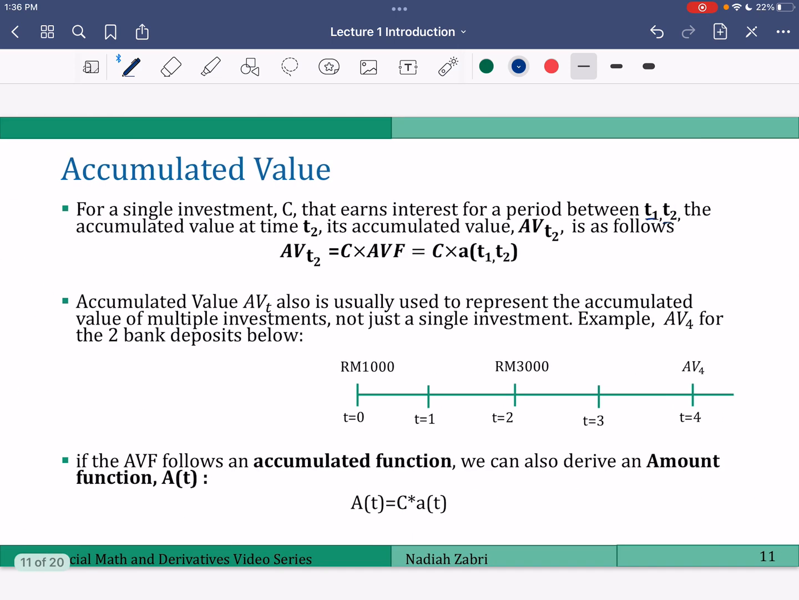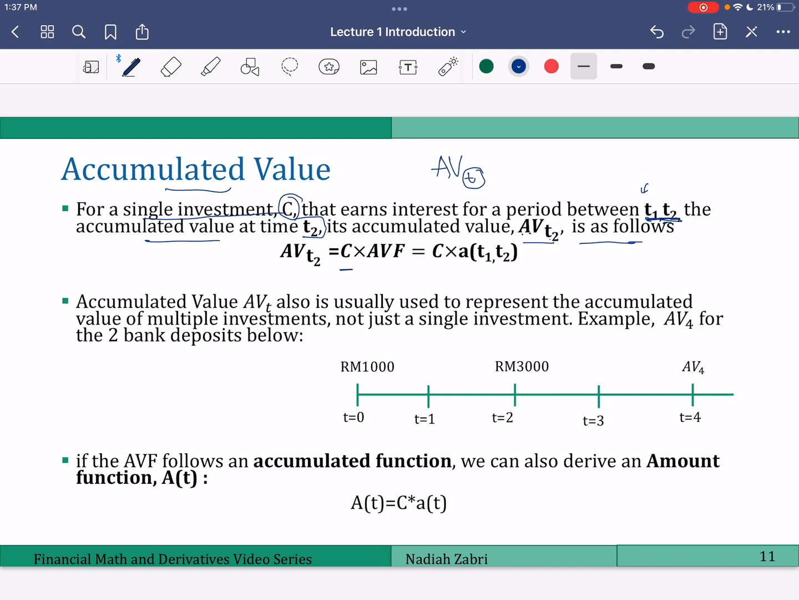Okay, now let's try to understand accumulated value. We touched a little bit on accumulated value just now in our introduction slide. So for a single investment C that earns interest over a period with beginning time T1 and ending time T2, the accumulated value at time T2, which we write as AV(T2), or technically just AV(T), is the ending value. So the AV(T) is going to be as follows.